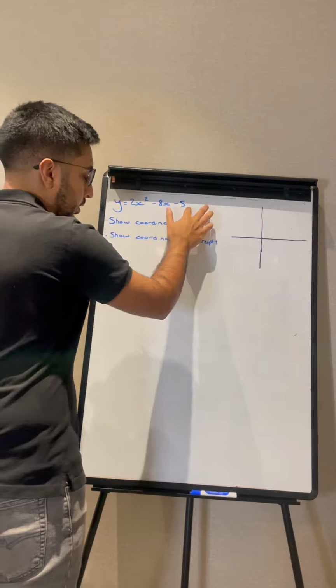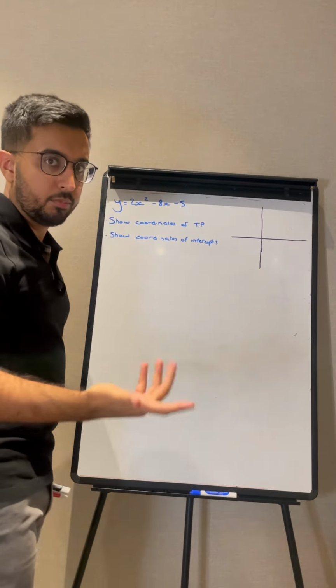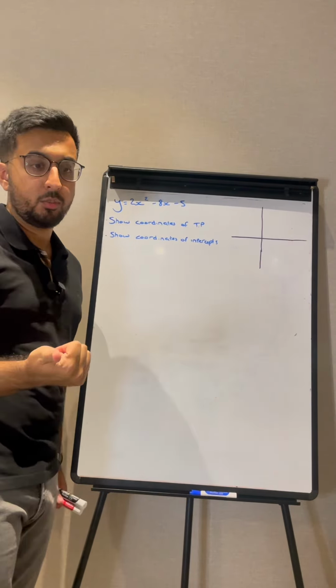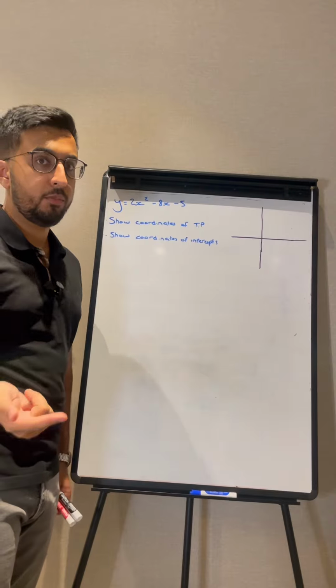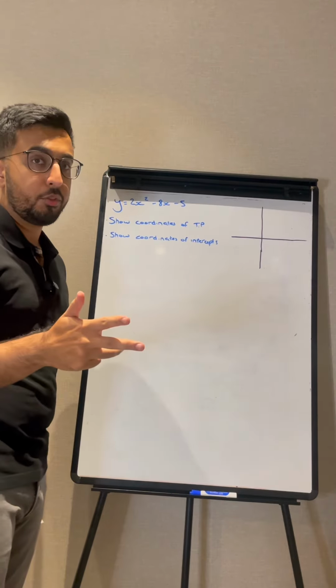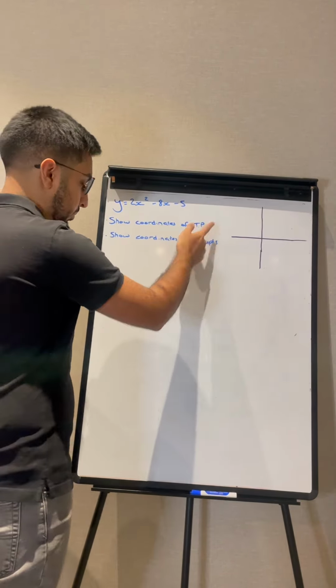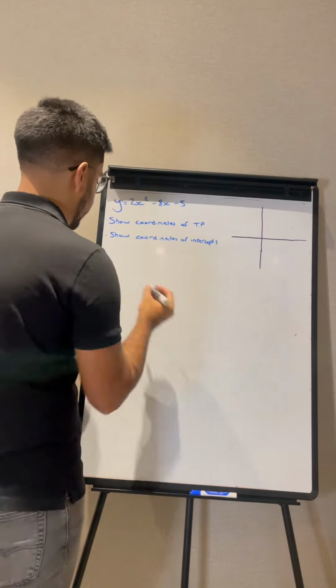So, a quadratic. To get the intercepts, the roots, we can factorize, we can use the quadratic formula, or we can complete the square. Now, from the three methods, only completing the square will give us the turning points, meaning that's what we're going to use.